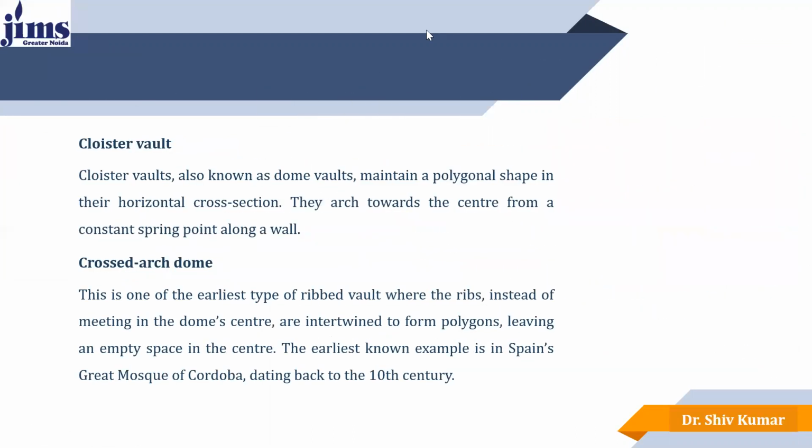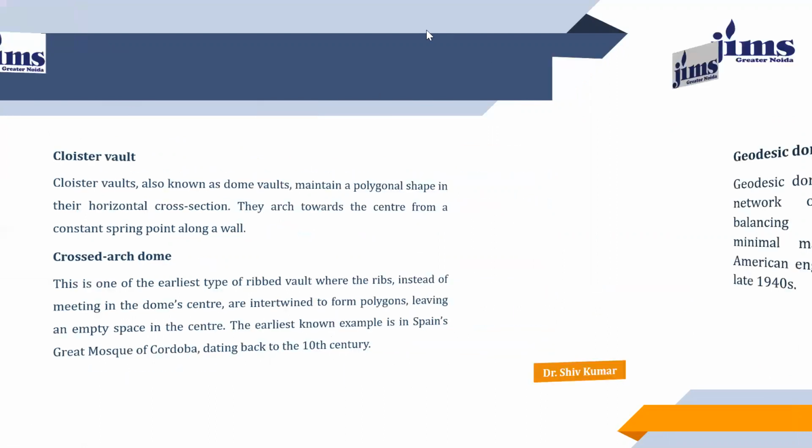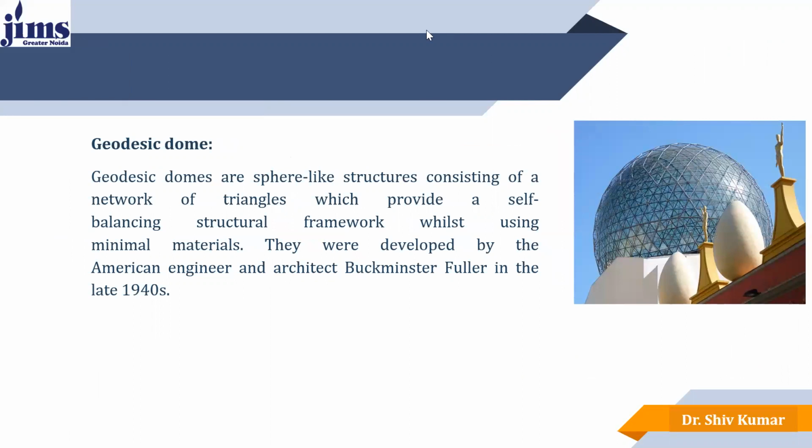The next is the cloister vault. The cloister vaults, also known as the dome vaults, maintain a polygonal shape. And the geodesic dome: geodesic domes are sphere-like structures. It is a ball-like structure of a network of triangles. Here you can see that the steel triangles have been provided in between. The structural framework, whilst using minimal material, was developed by the American engineer and architect Buckminster Fuller in the late 1940s. Structurally, it is very light in weight.